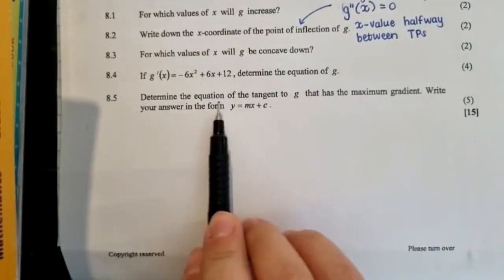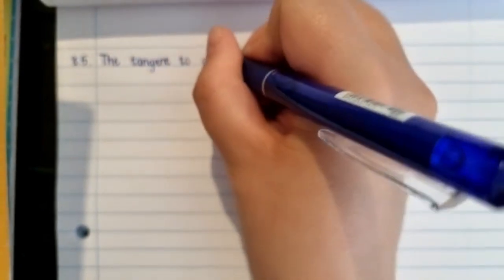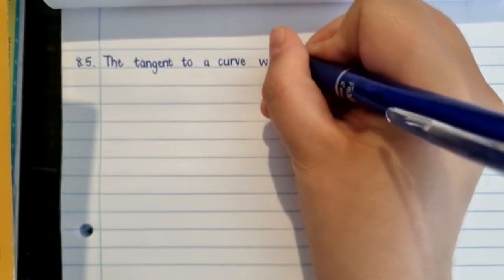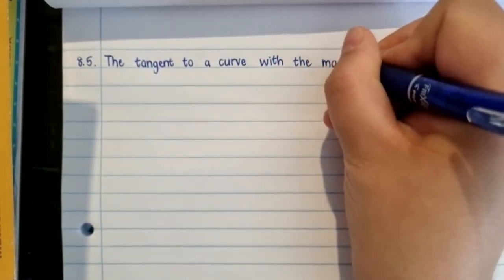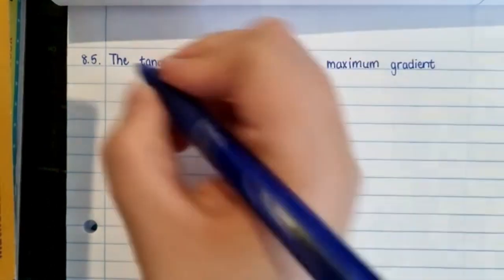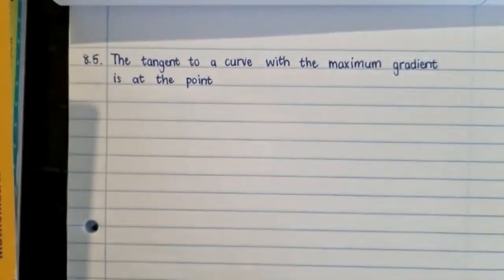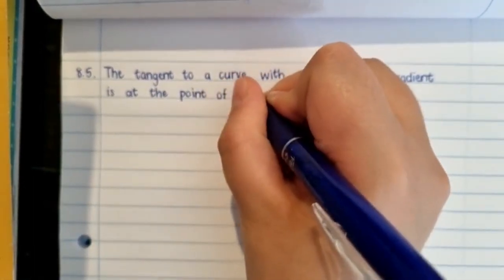Yes, at the inflection point, exactly. So the equation of the tangent to G that has the maximum gradient. Actually, let me write it on the page. I'm using so many pages here, but that's fine. Let me move that down. Okay, so let's write a little note, guys. Like I said, they can now expect you to know this because it was tested in the previous exam. The tangent to a curve with the maximum gradient is at the point of inflection.